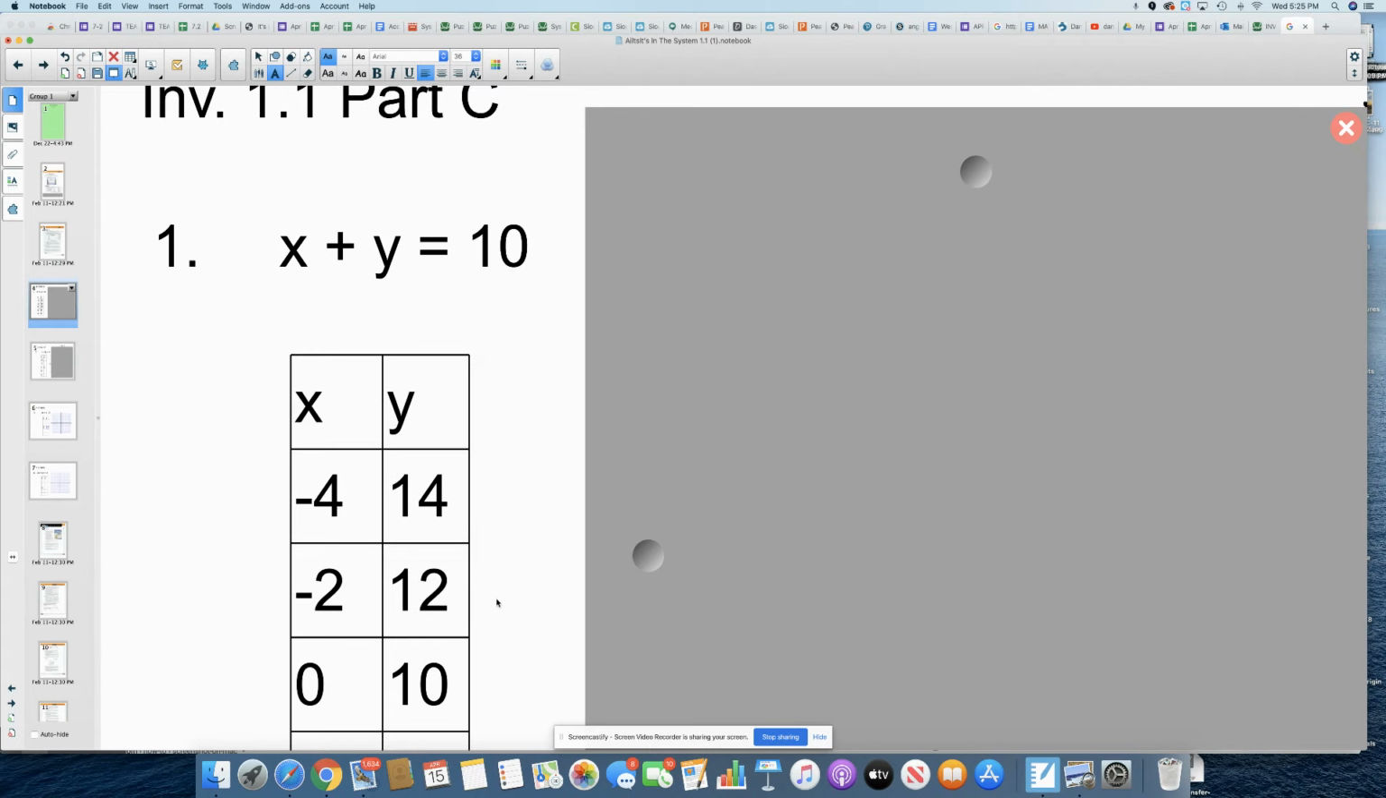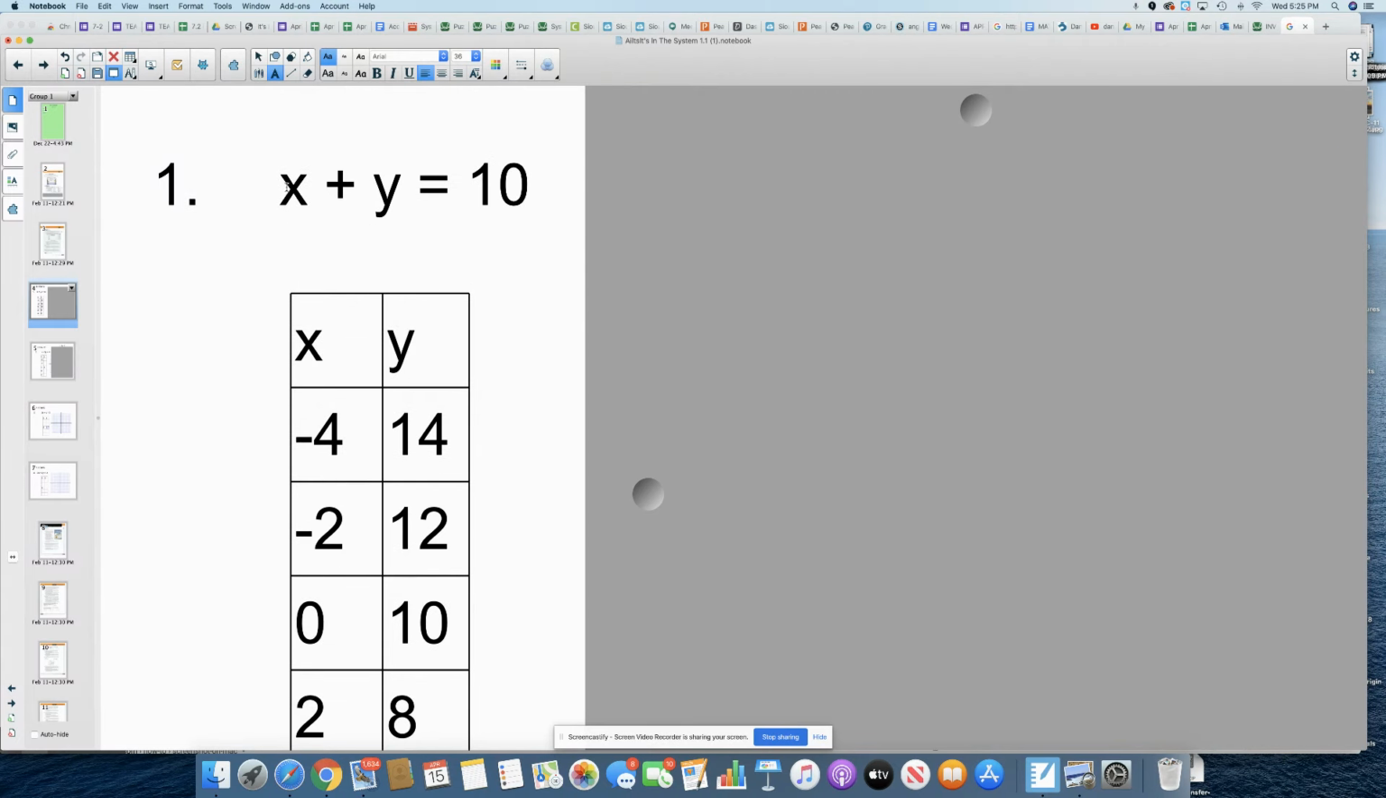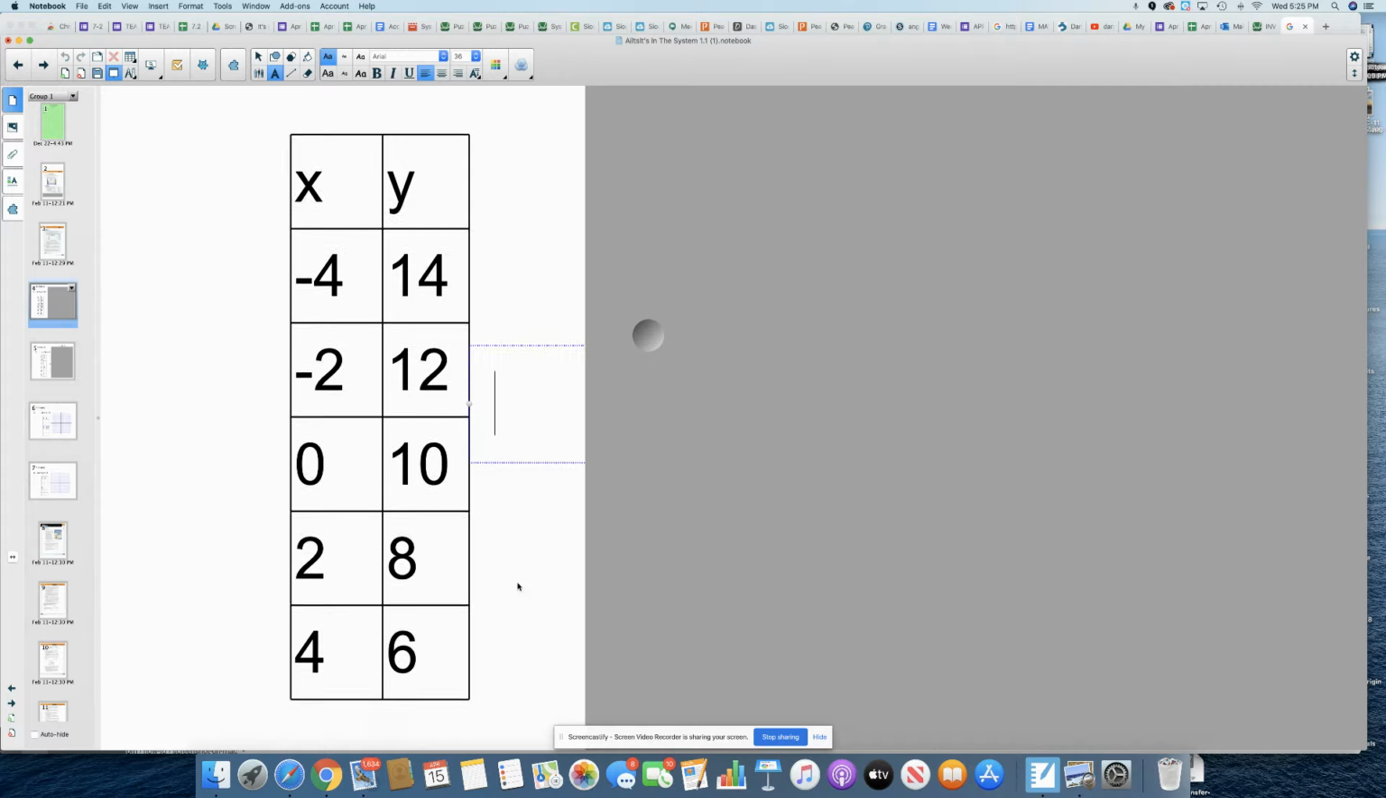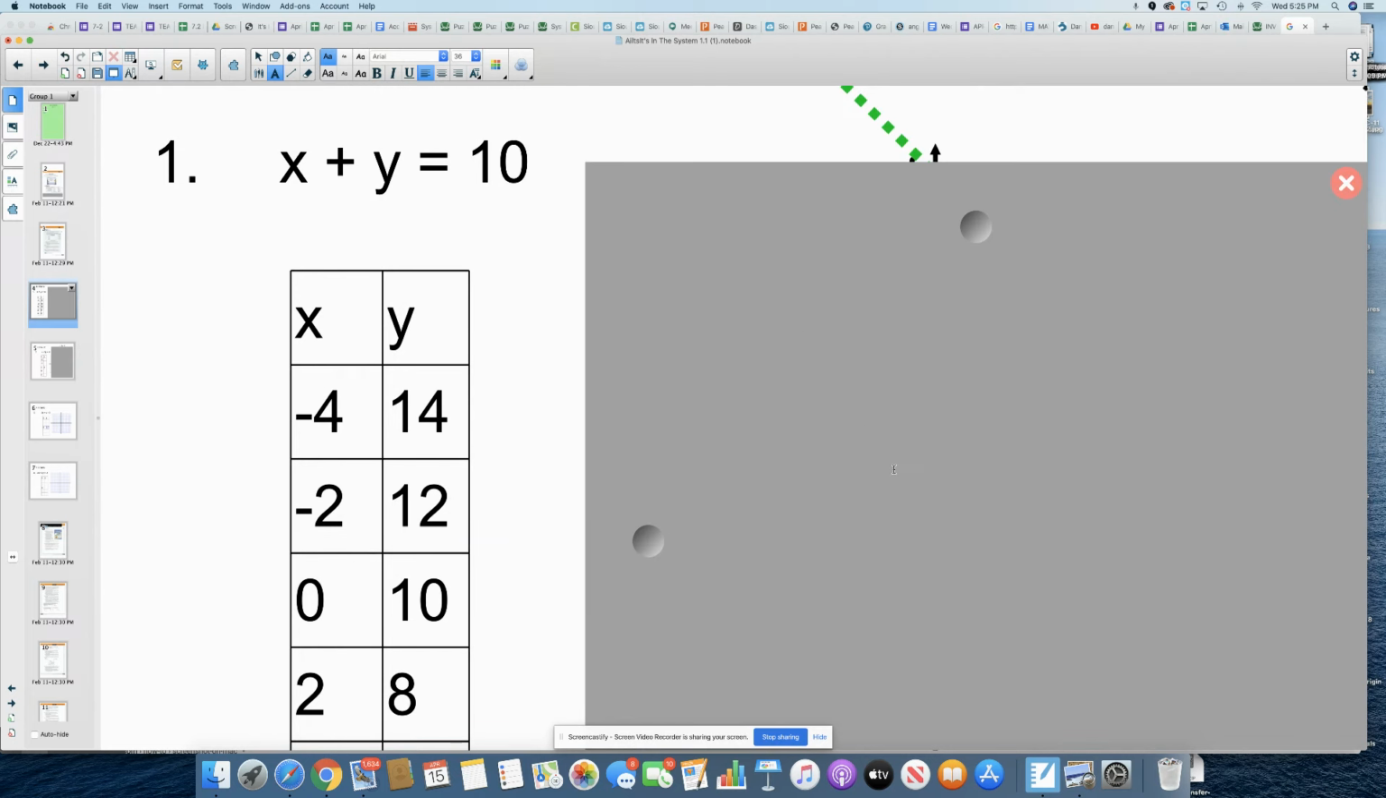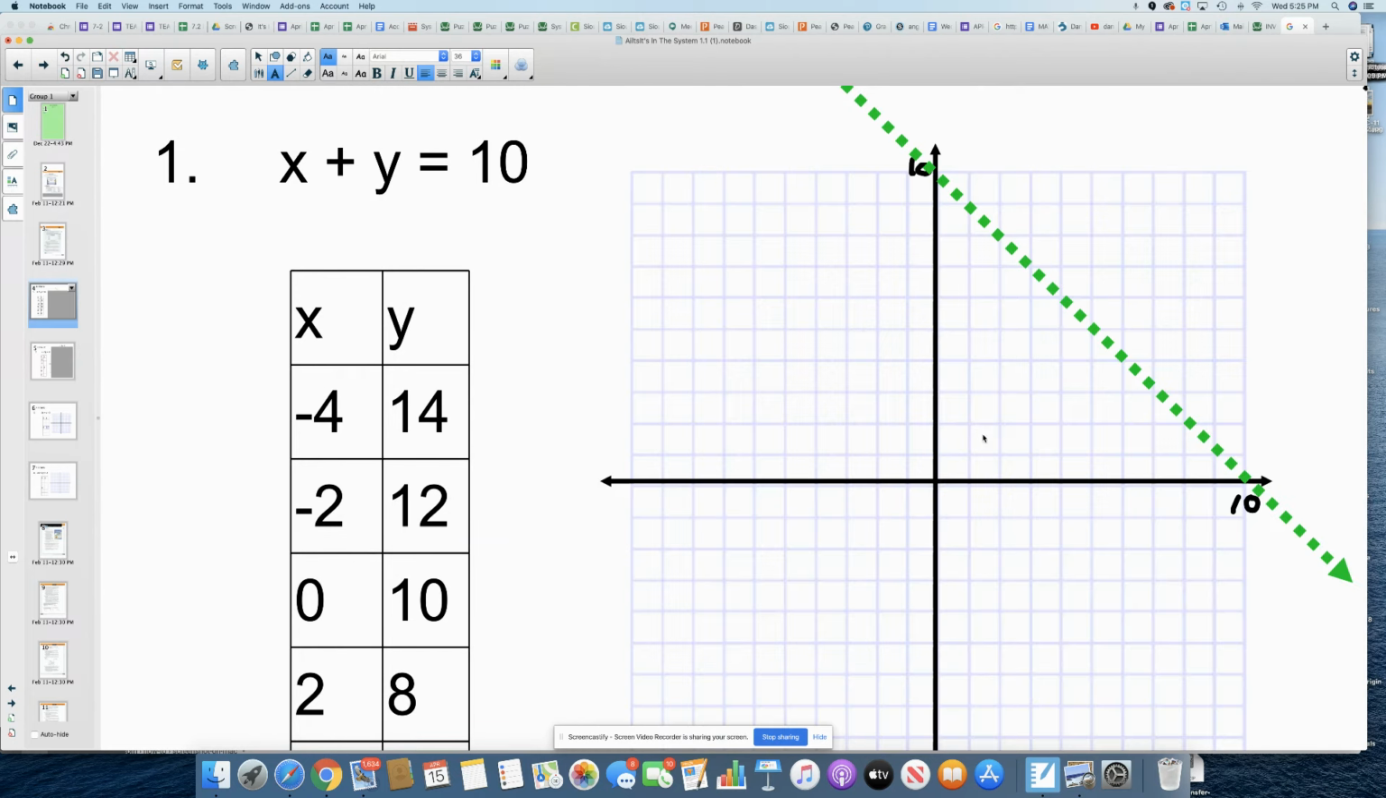So anytime I do a problem like this, I always start out with one of the values being 0. So if x is 0, then y has to be 10. And again, they asked us to have some negative values. So when I combine any of these, I get 10. So that's pretty easy. And then when we graph it, it's going to look like this.